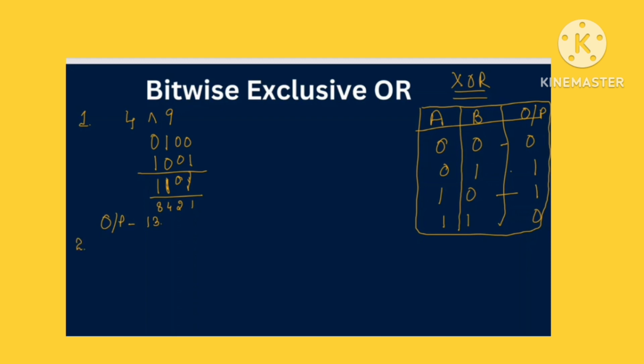So the second question will be 7 XOR 3. 7 is 0 1 1 1, and 3 is 0 0 1 1. Here 1 and 1, same input, 0. 1 and 1, same input, 0. 1 and 0, different input, 1. So you will get the output as 4. But this is 7 exclusive OR 3, not AND. So 4 is the output.